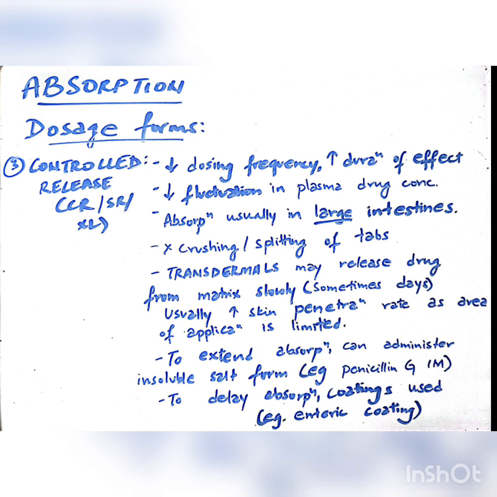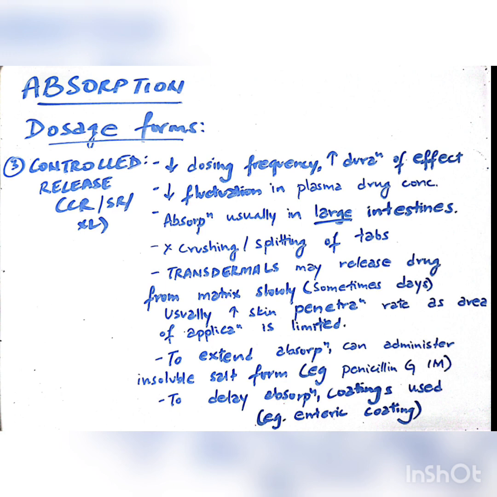Different dosage forms, such as the controlled release CR, SR or XL medications, usually decrease dosing frequency and increase duration of effect. This results in decreased fluctuation in plasma drug concentrations, usually leading to decreased side effects and increasing adherence. Absorption for these medications usually happens in the large intestines, and we ask you not to crush or split these tablets, as these are formulated to release over a specific period of time.